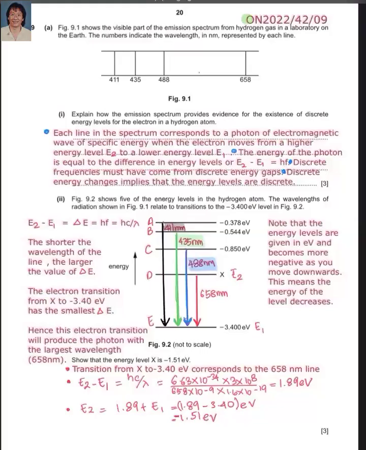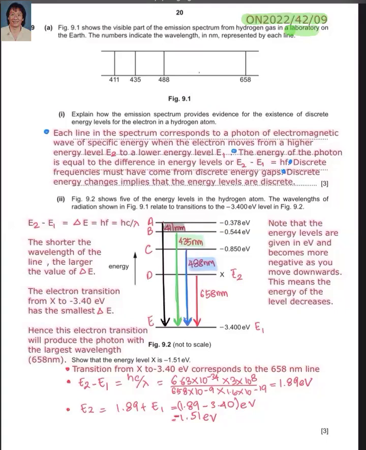This is October/November 2022, paper 42, question number 9, which carries 3 marks. Figure 9.1 shows the visible part of the emission spectrum from hydrogen gas in the laboratory on the Earth. The numbers indicate the wavelength in nanometers represented by each line.